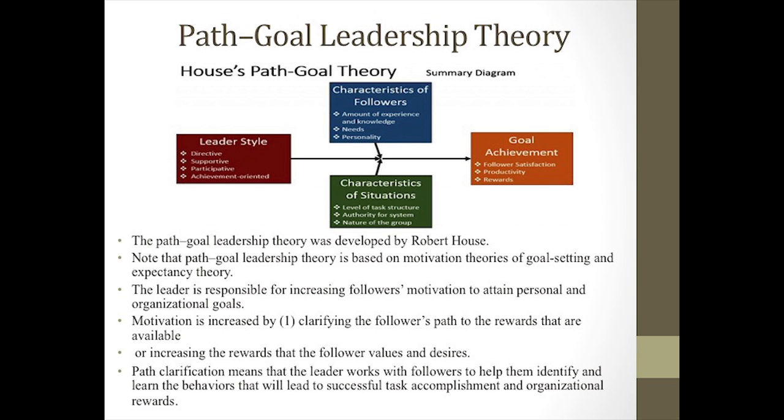In summary, Mr. House's theory suggests that an effective leader has an ability to motivate their followers to obtain their goals, securing a positive outcome for the organization.